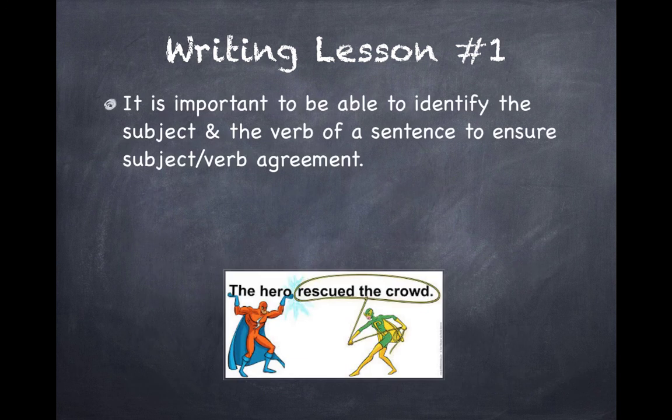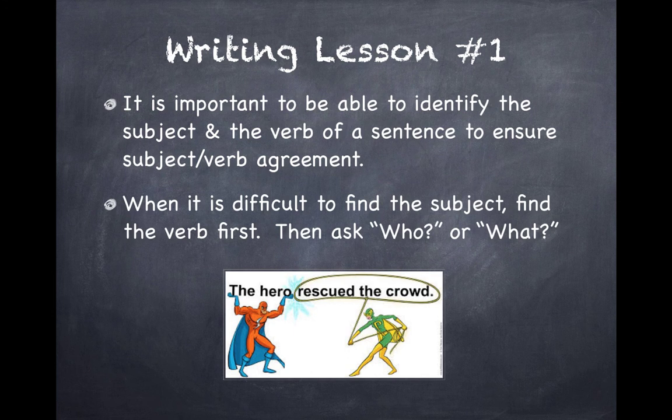It is important to be able to identify the subject and the verb of a sentence to ensure subject-verb agreement. I'm hoping that as I said that, you were doing your hand motion to show that your hands agree, just like a subject and a verb would agree. Now, when it's difficult to find the subject, try to find the verb first. Then ask who or what, and that should lead you to the subject.